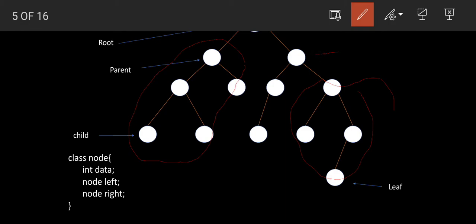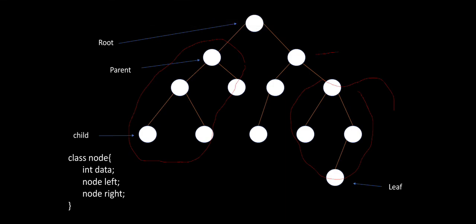So here I have written some pseudocode. I have a class. I named it Node with data. In here, this is a binary tree. Here is the node left and the node right.